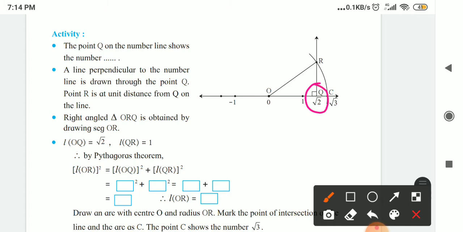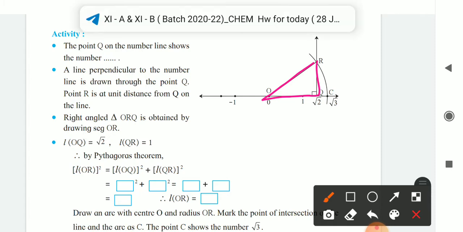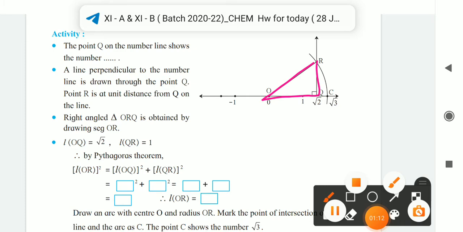The point Q, if you see here, and what is its value? Its value is root 2. A line perpendicular to the number line is drawn through the point Q. Yesterday I showed you how to draw this perpendicular in my video. And because of this, what happens? This triangle, which triangle? ROQ. This triangle is called a right angle triangle.